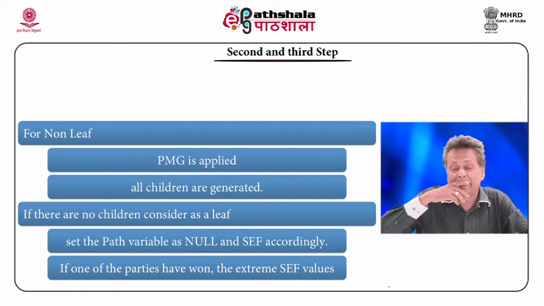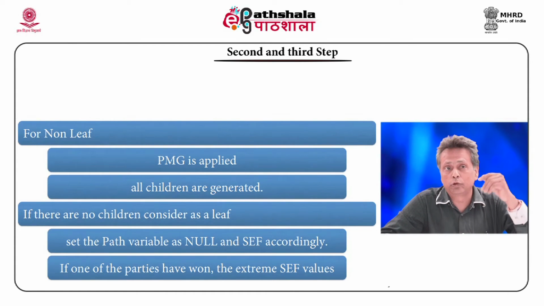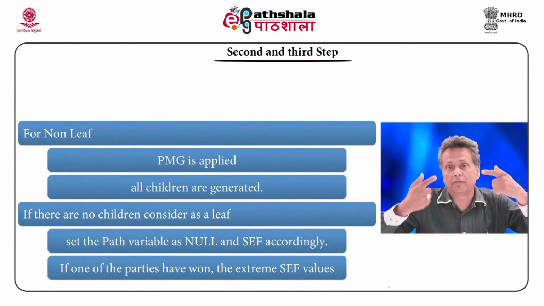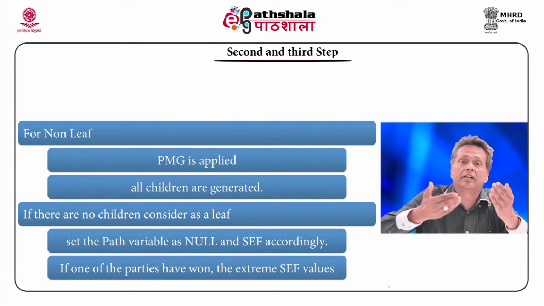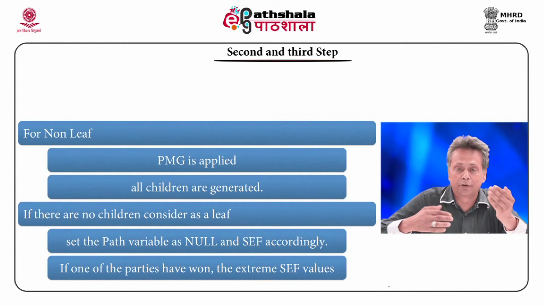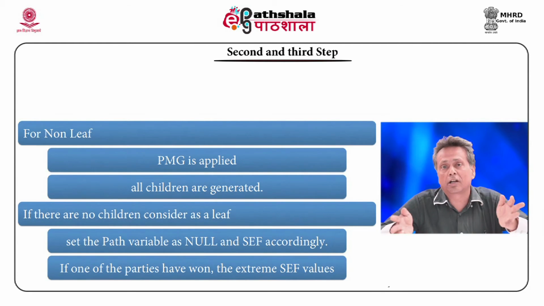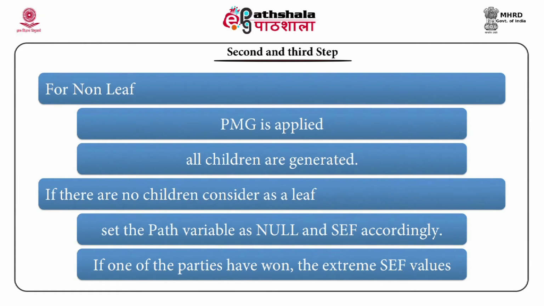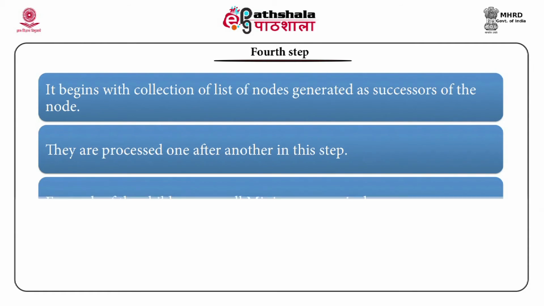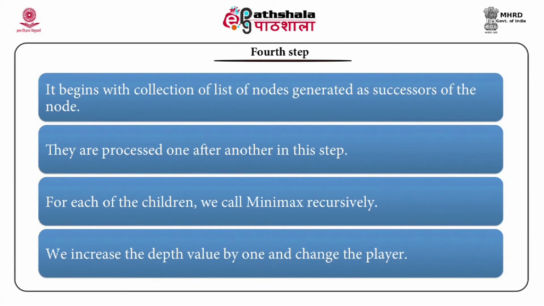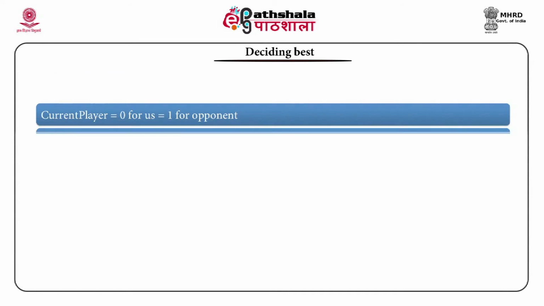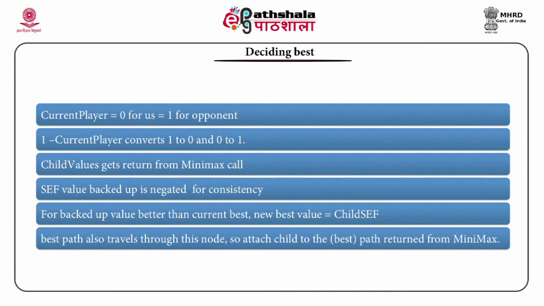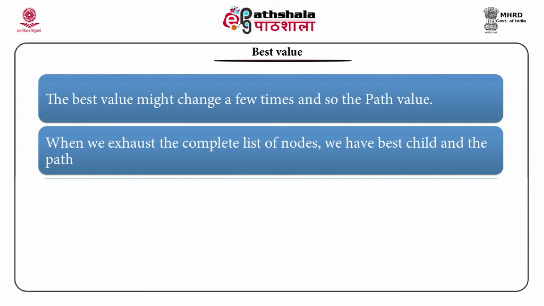If you have seen the algorithm carefully, you would see that the value that we return is also written in negative form. Okay, so heuristic value also is negated. So, you don't require to apply minimum, it's always maximum. The fourth step is collection of nodes and whatever we have discussed, and we have also studied how we decide the best value and why that best value is good.